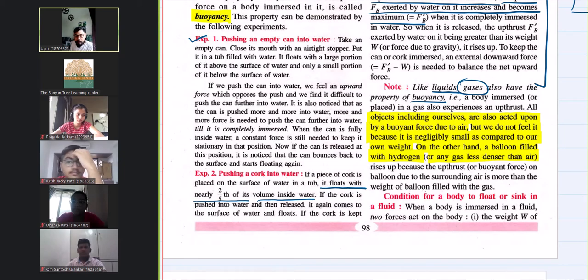So till when does the helium balloon go up? A point comes where it stops and it bursts. So this is what happens to the balloon. And why is the helium balloon going up? That is due to upthrust exerted by air on the balloon. Okay, so not only liquids but gases also have the property of upthrust or buoyancy. Remember that.